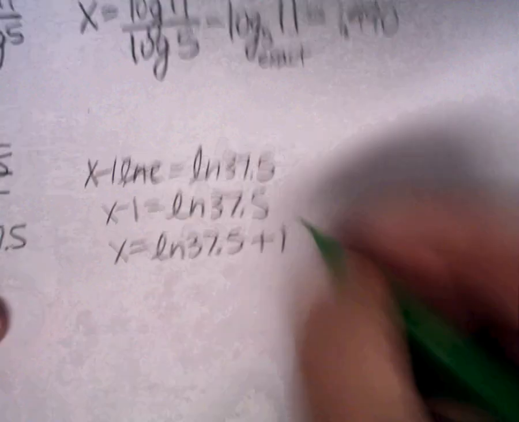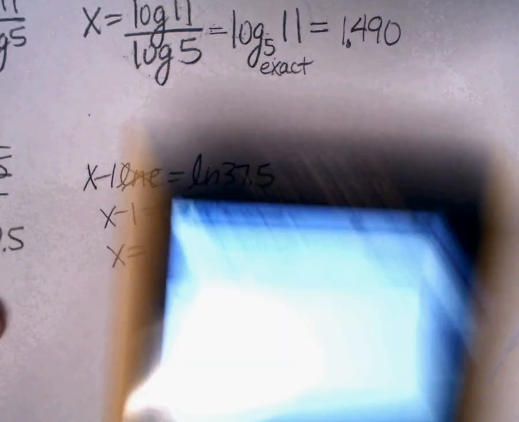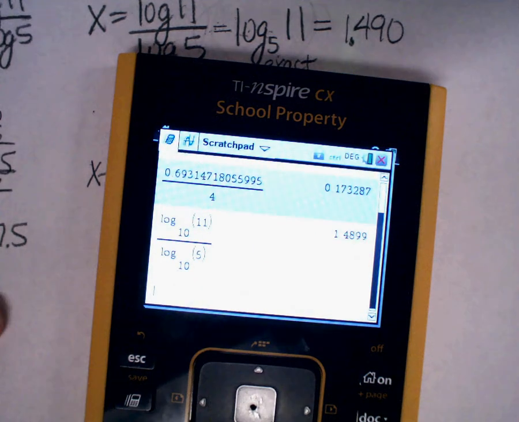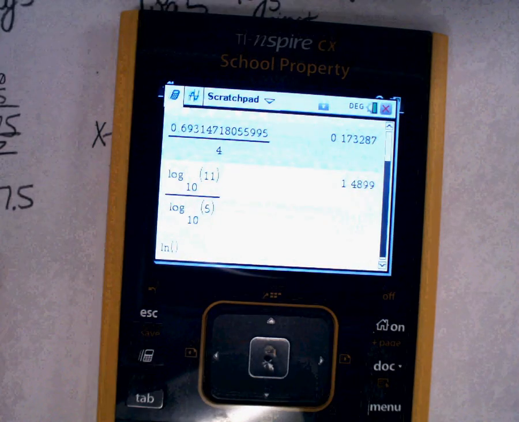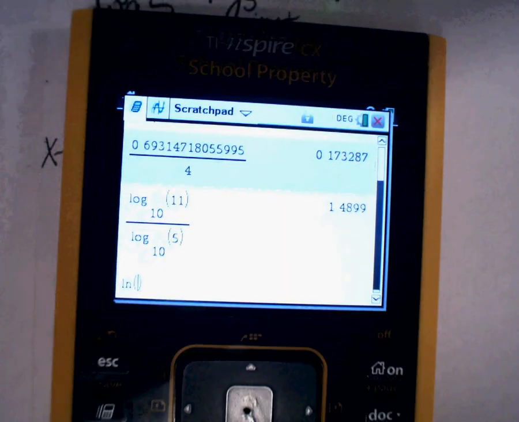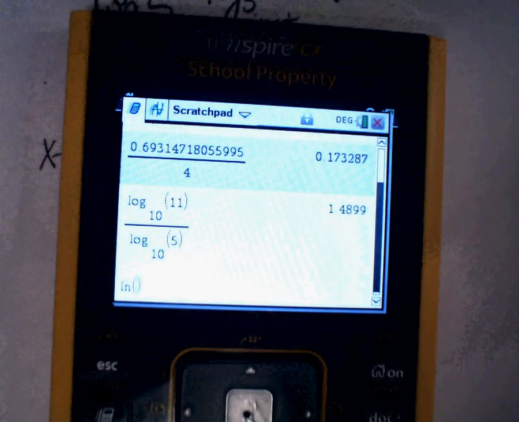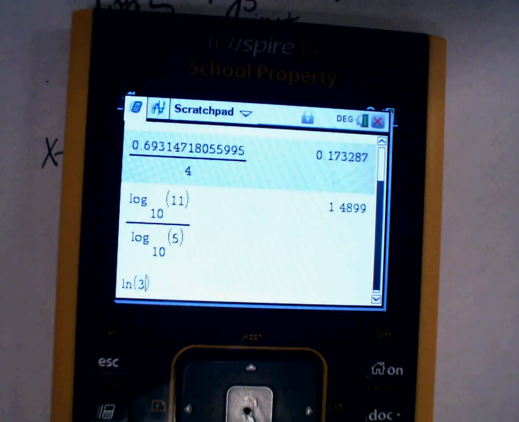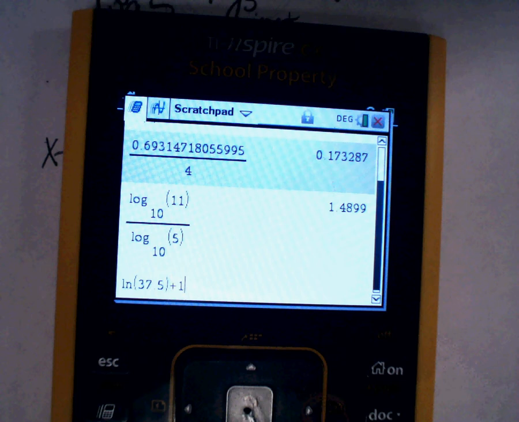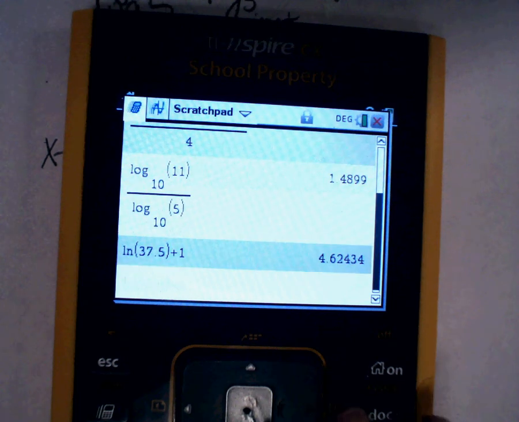So let's find that approximate answer. So ln 37.5. By the way, if you don't have a calculator, your phone can do this, and so can any online calculator. I need to get out of there to add 1, so you can do it like this. 4.624.